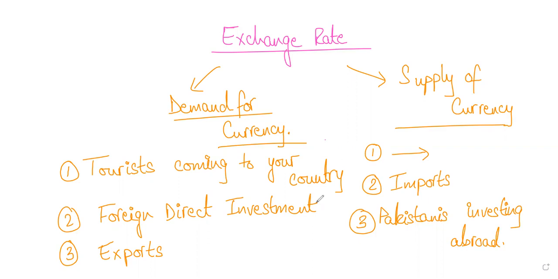So the thing is that on the left hand side we have listed the factors that affect the demand for currency. On the right hand side we have listed the factors that affect supply for currency. And you must have noticed that the two factors are opposite to each other. So if any foreign tourist is coming to Pakistan, that will increase the demand for rupees. And when a Pakistani national is going to another country for tourism, that will increase the supply for rupees.